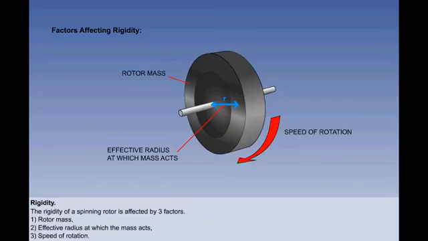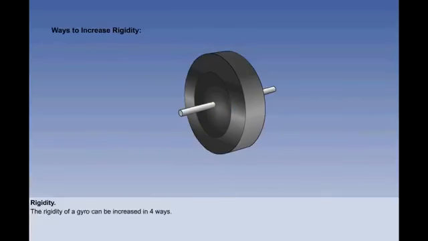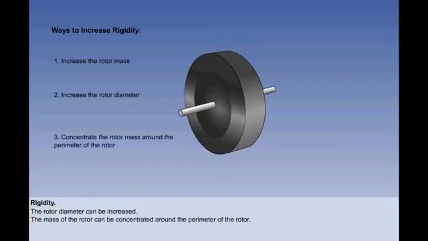The rigidity of a gyro can be increased in four ways. The first way is to increase the mass of the rotor. The second way is to increase the diameter of the rotor. The third is to concentrate the greater part of the mass around the perimeter of the rotor. And finally, we can increase the speed of rotation.